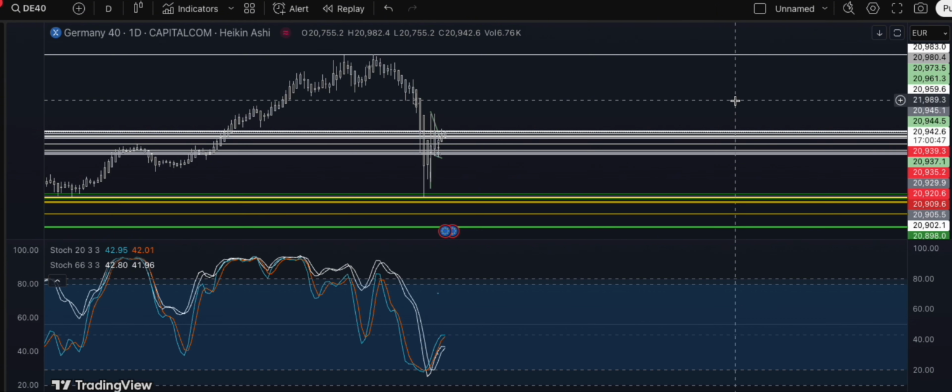Yesterday, we can see on the lower time frames what happened, and as we don't trade on this daily time frame, we'll see our key levels on the 5 and 3 minute levels.